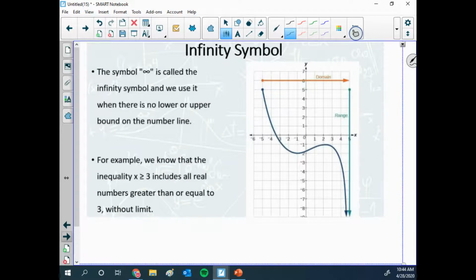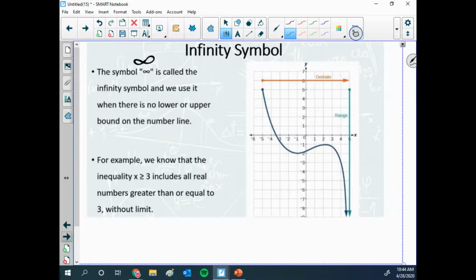Okay, so the other type of thing that we're going to add here to interval notation is the infinity symbol. So that little kind of sideways 8, right? This is called the infinity symbol. And we use it when there is no upper or lower bound on the number. So if you can go forever and ever and ever in a certain direction and there's no capping value to it, we say you could go on forever. So in mathematics, that's infinity.